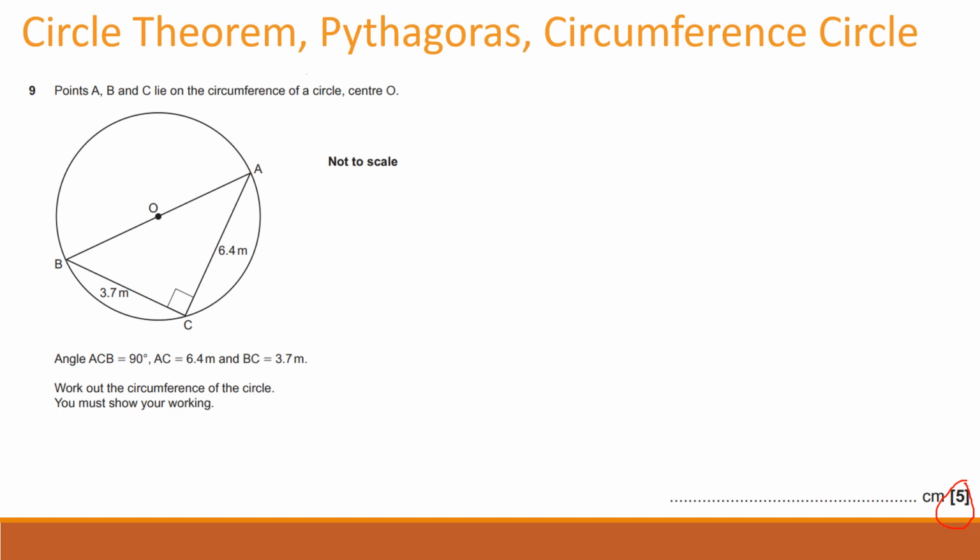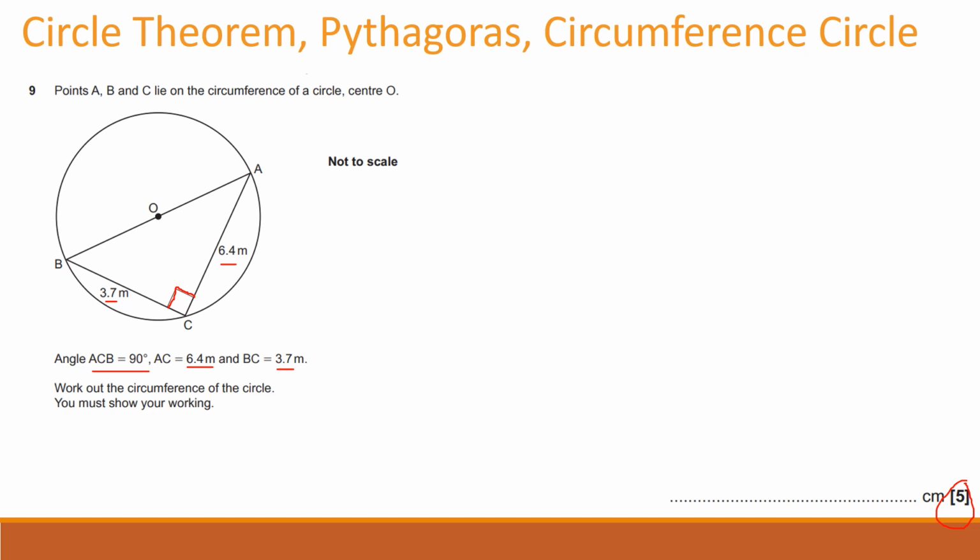So in the bottom right hand corner, it tells us the number of marks. Now the key bits of information given: ABC is 90 degrees. That is given on the diagram just here for right angle. The length AC is 6.4, again given in the diagram. And BC is 3.7 meters, again given in the diagram. Now we've got a right angle triangle, and we've got to work out the circumference of the circle. Now you should be thinking in the back of your mind the circumference is equal to pi times the diameter. So we need to find the diameter of this circle.